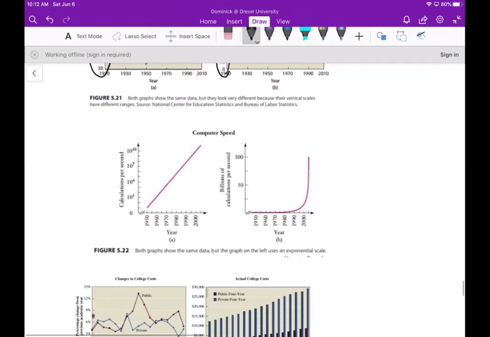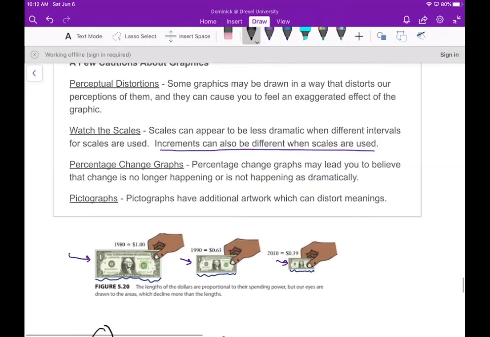Now, in the same effect here, both of these graphs show the same data, but again, look at your scales. This is powers of 10 here, so it's almost appearing that your graph is linear. But here, your axis is in billions of calculations per second, and that almost looks exponential, right? So that's something you have to keep an eye out for: how are the scales changing?